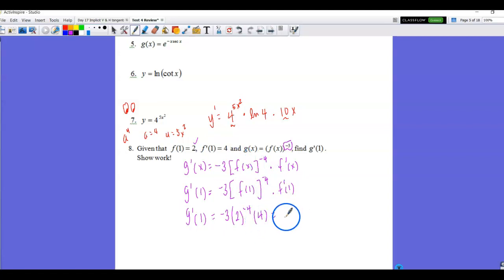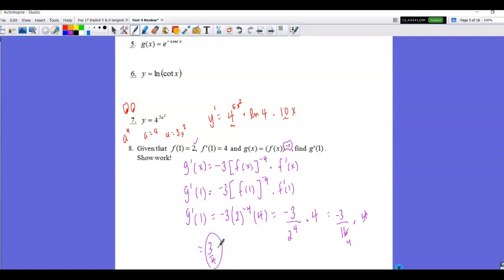Watch carefully with the algebra. That's negative 3 over 2 to the 4th power times 4. Only the 2 has a power of negative 4. That's the same thing as negative 3 over 16 times 4, because 2 to the 4th is 16. And 4 divides into 16 4 times, and that gives me a final answer of 3/4.